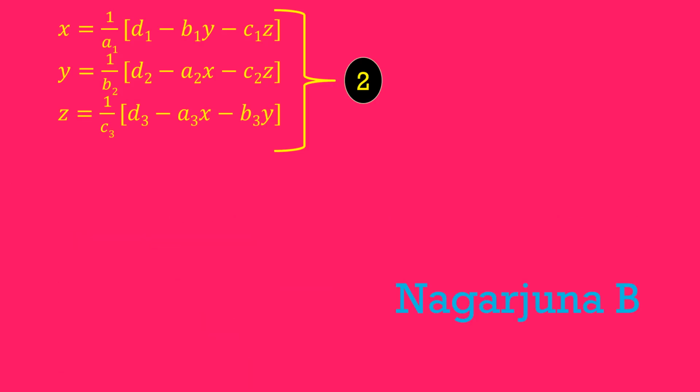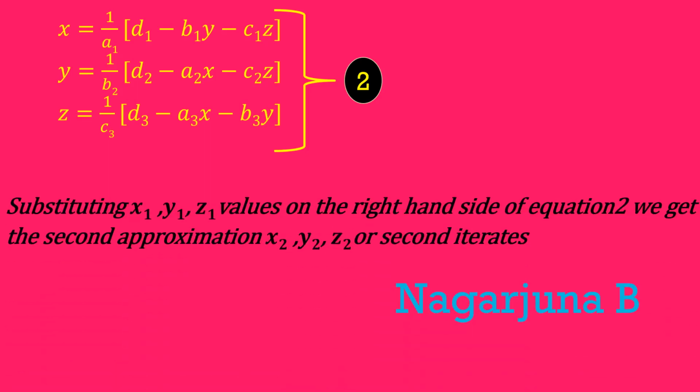Now we shall move on to the second iteration. Just now we have calculated the values x1, y1 and z1. Substituting x1, y1, z1 values on the right hand side of system of equation 2, we get the second approximation x2, y2, z2. It is also called the second iterates. That means in the place of x, y, z of system of linear equation 2, on the right hand side, substitute them with x1, y1, z1.